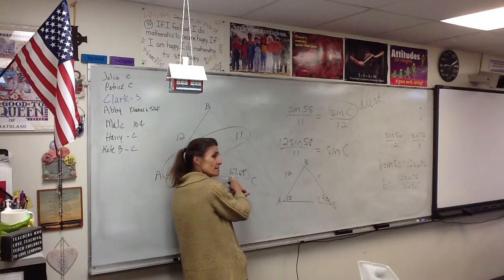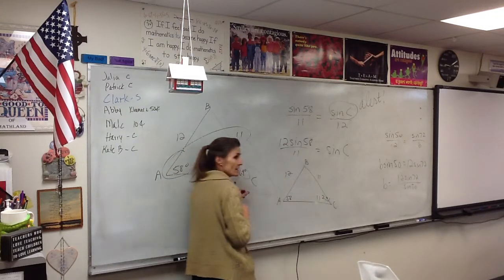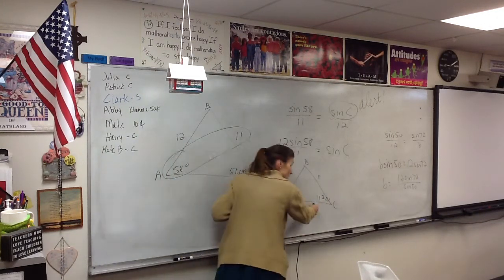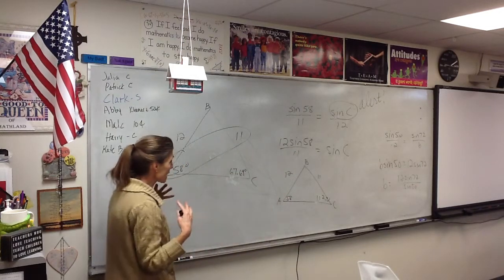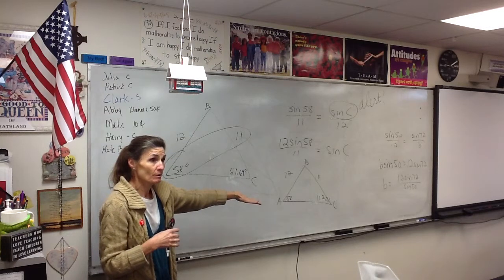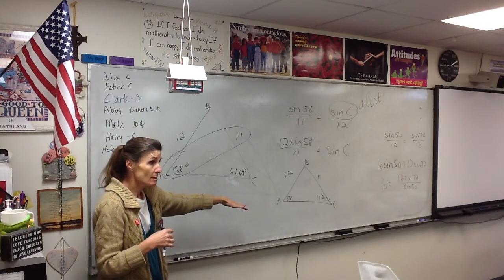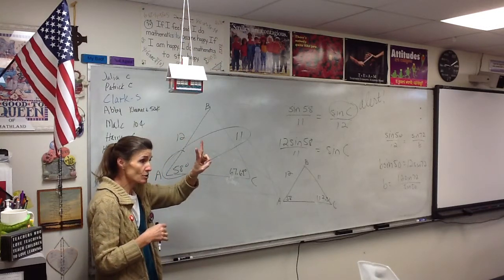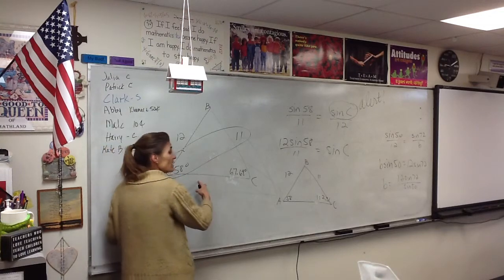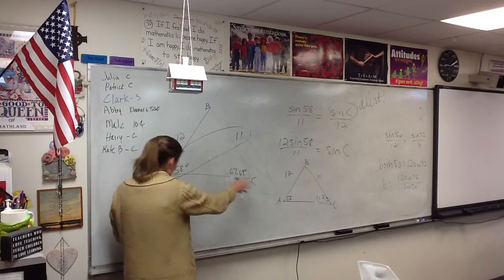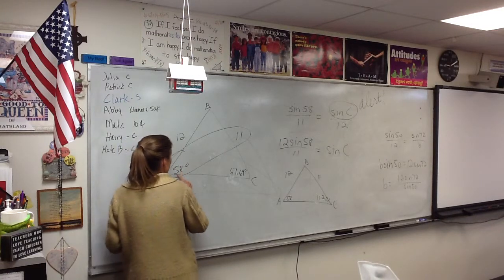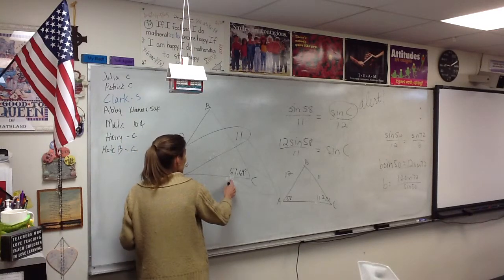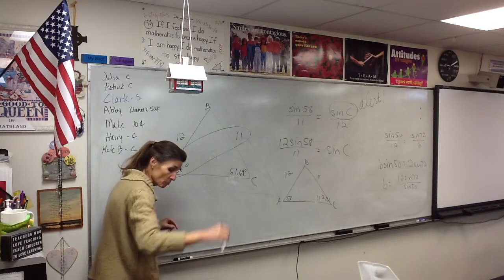So if this one works out to be 50, this is 130. If this is 80, this is 100. They're always supplements. Then I stand back and say, is that even possible? And the answer is yes. So now I have two triangles to solve. So I need to finish this one, and then I'll finish that one. So now I know this is 58, this is 67.69. Can I find angle B?